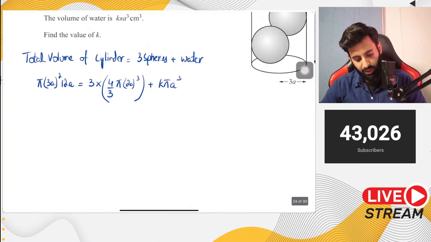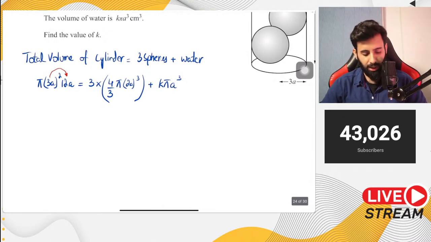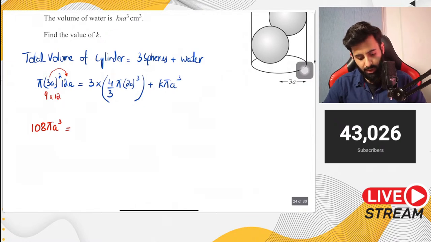So 3a squared is 9a squared. 9 multiplied by 12 is what? 108. So here we have 108 pi a cubed. You have to simplify this carefully. Let me double check, because I know I have a tendency of making silly errors. 9 into 12 is 108. So 108 pi a cubed.